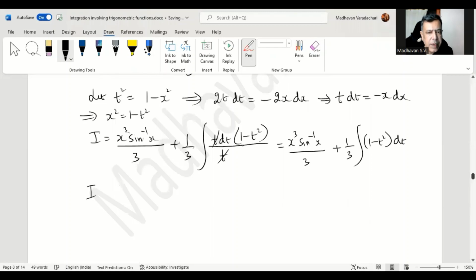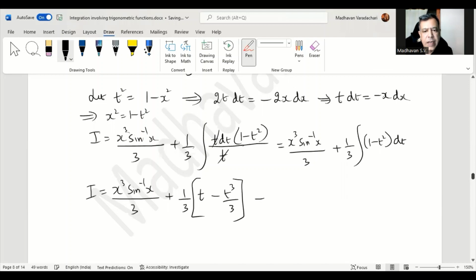So our I will become x cube sine inverse of x divided by 3 plus 1 by 3 times, if I integrate 1 dt, it is nothing but t, and if I integrate t square, it is t cube by 3, so minus t cube by 3. Then finally, I can include that constant c.